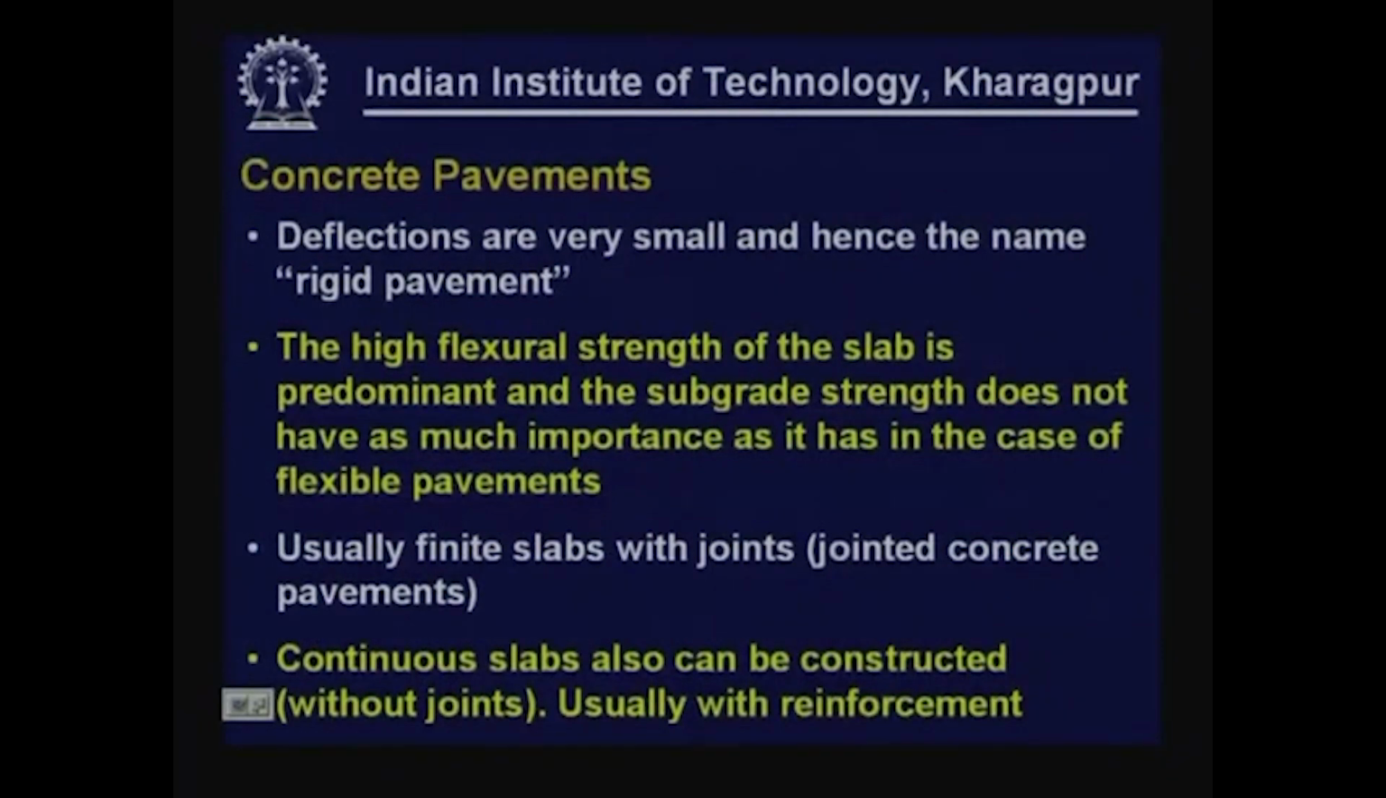Concrete pavements are usually finite slabs with joints. You will see a number of joints in a concrete slab; these are typically called jointed concrete pavements. But you can also have continuous pavements without joints, though not very common in India, to avoid joints, because joints are normally difficult to maintain and are places of weakness. If one wants to construct pavements without any joints, it can be done, but usually they are reinforced and called continuously reinforced concrete pavements.